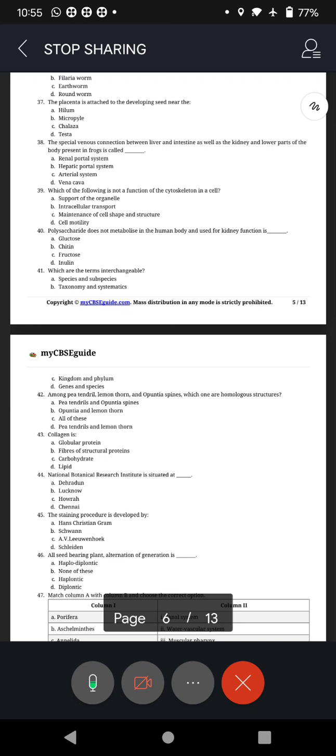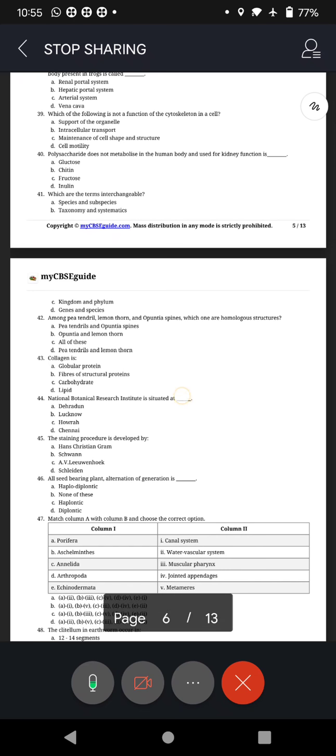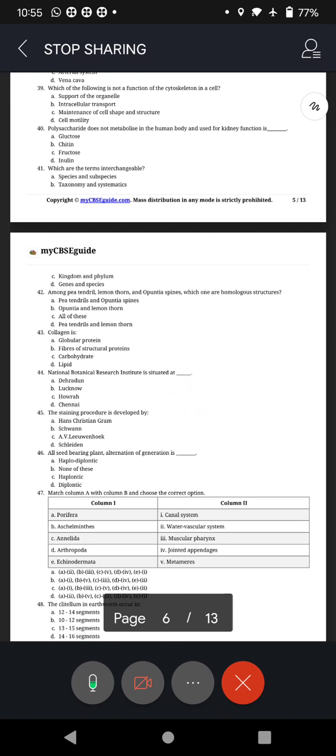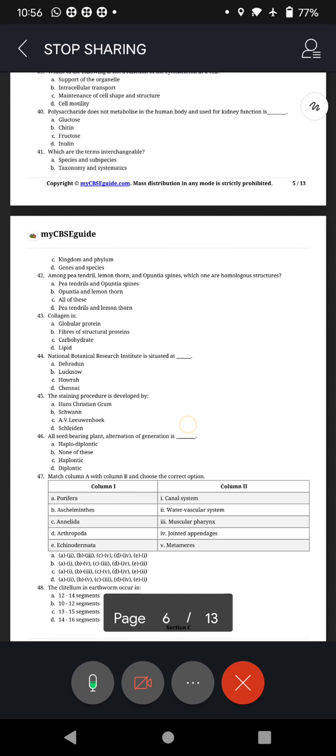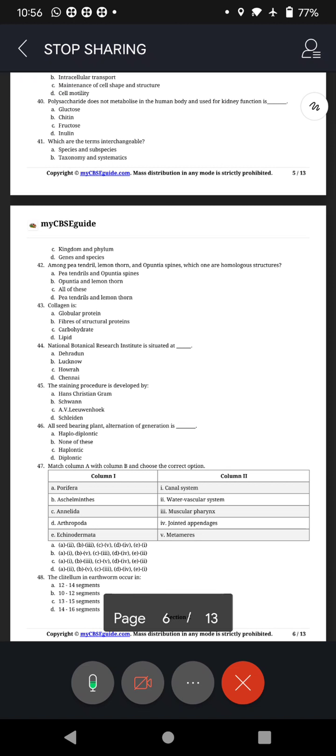Question 42. Among pea tendrils, those spring-like structures, we have got two types, leaf tendril and stem tendril. Lemon thorn, so the spines on the lemon tree. Opuntia spines. Which ones are homologous structures? Homologous, similar in structure but perform different functions, isn't it? A. Pea tendrils and opuntia spines, B. opuntia and lemon thorn, C. pea tendrils and lemon thorn, D. all of these.